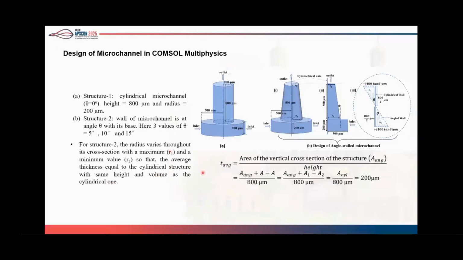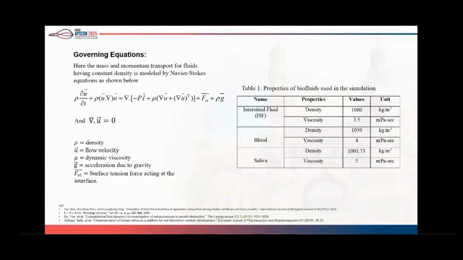Further, the angled wall has three different values. One is 5 degree, 10 degree, and 15 degree, and all the microchannels have a height of 800 micrometers. And finally, we will compare how the velocity and pressure have developed inside the microchannel during the capillary action. The mass and momentum transport for fluids having constant density is modeled by the Navier-Stokes equation as given here.